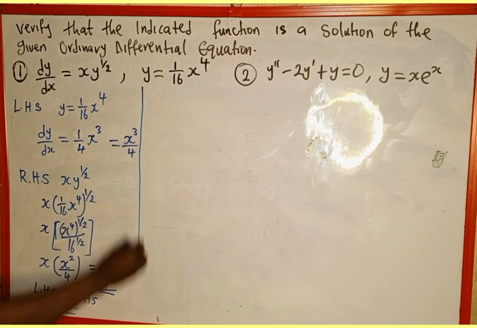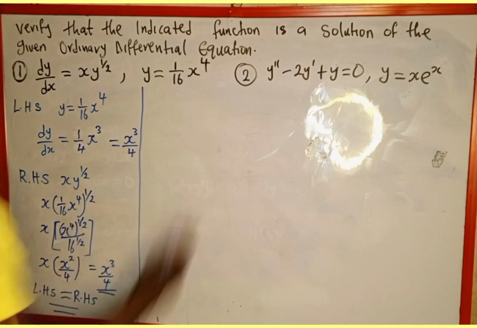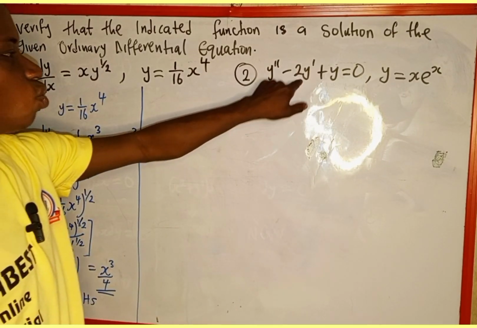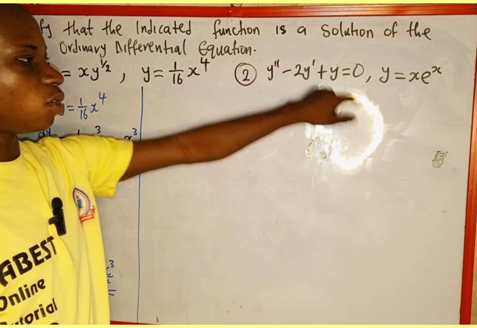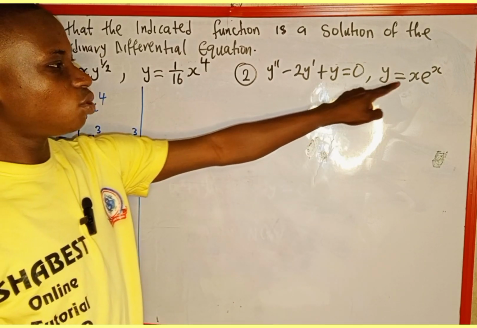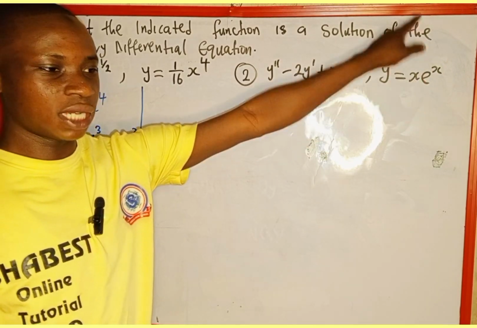So let us look at number 2. Number 2, we have y double prime minus 2y prime plus y is equal to 0. And we are given y to be what? x exponential x.